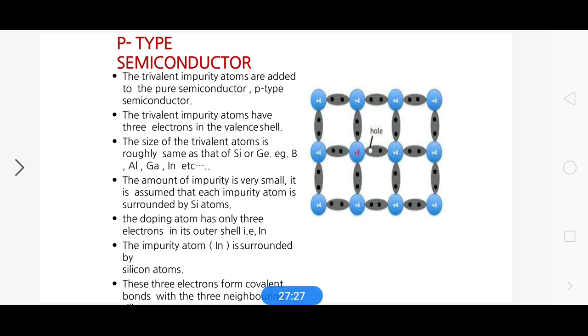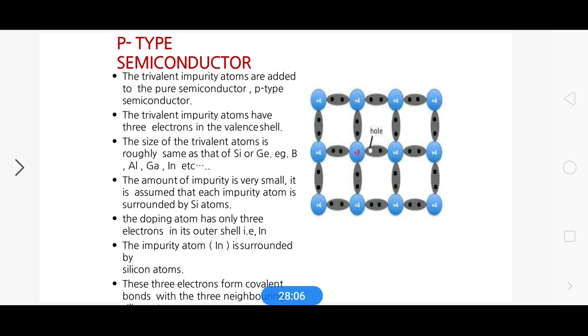Now the P-type semiconductor. What is a P-type semiconductor? When trivalent impurity atoms are added to a pure semiconductor, the P-type semiconductor is formed. Trivalent: what is a trivalent impurity? How many electrons will be present in the outermost orbit? There are 3 electrons in the valence shell. So that's why it is called a trivalent impurity.